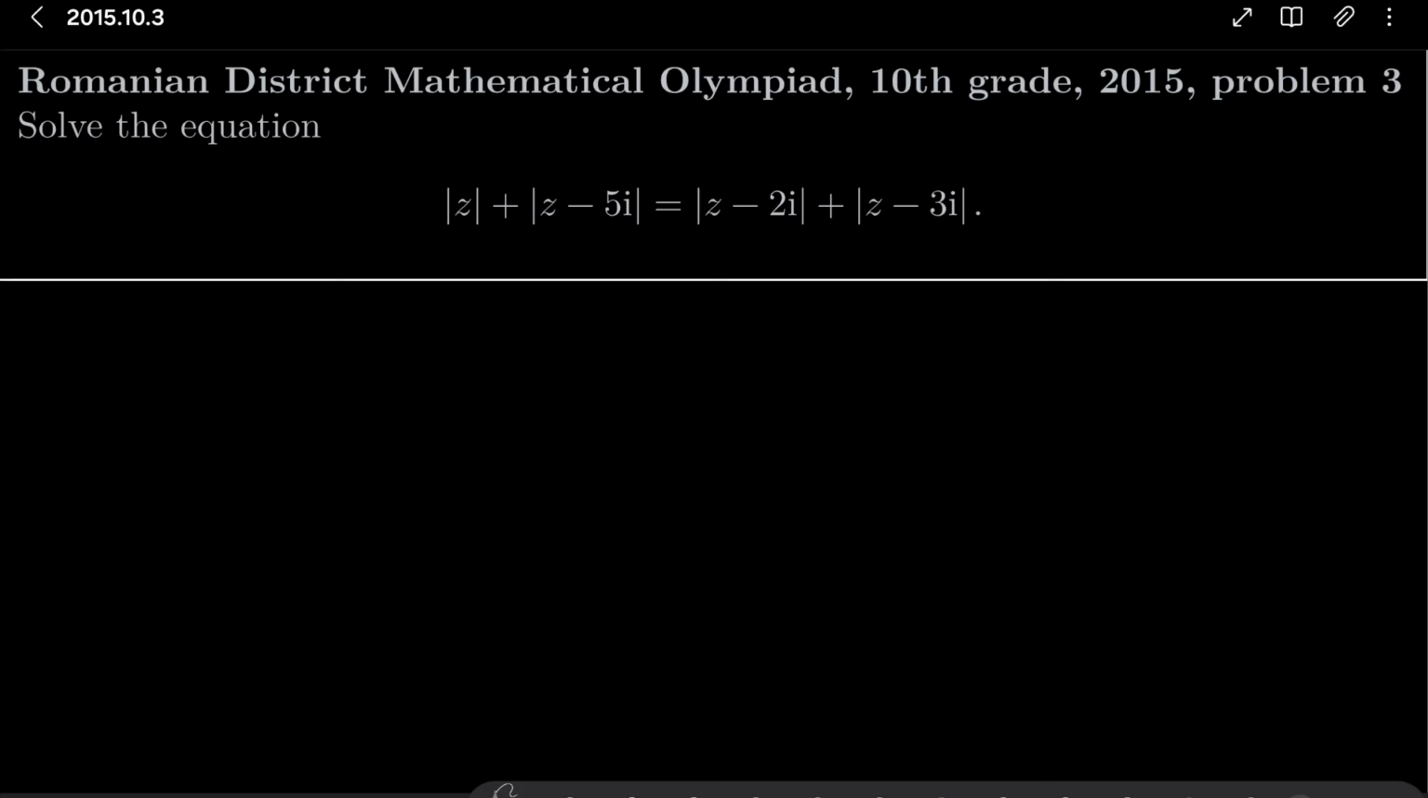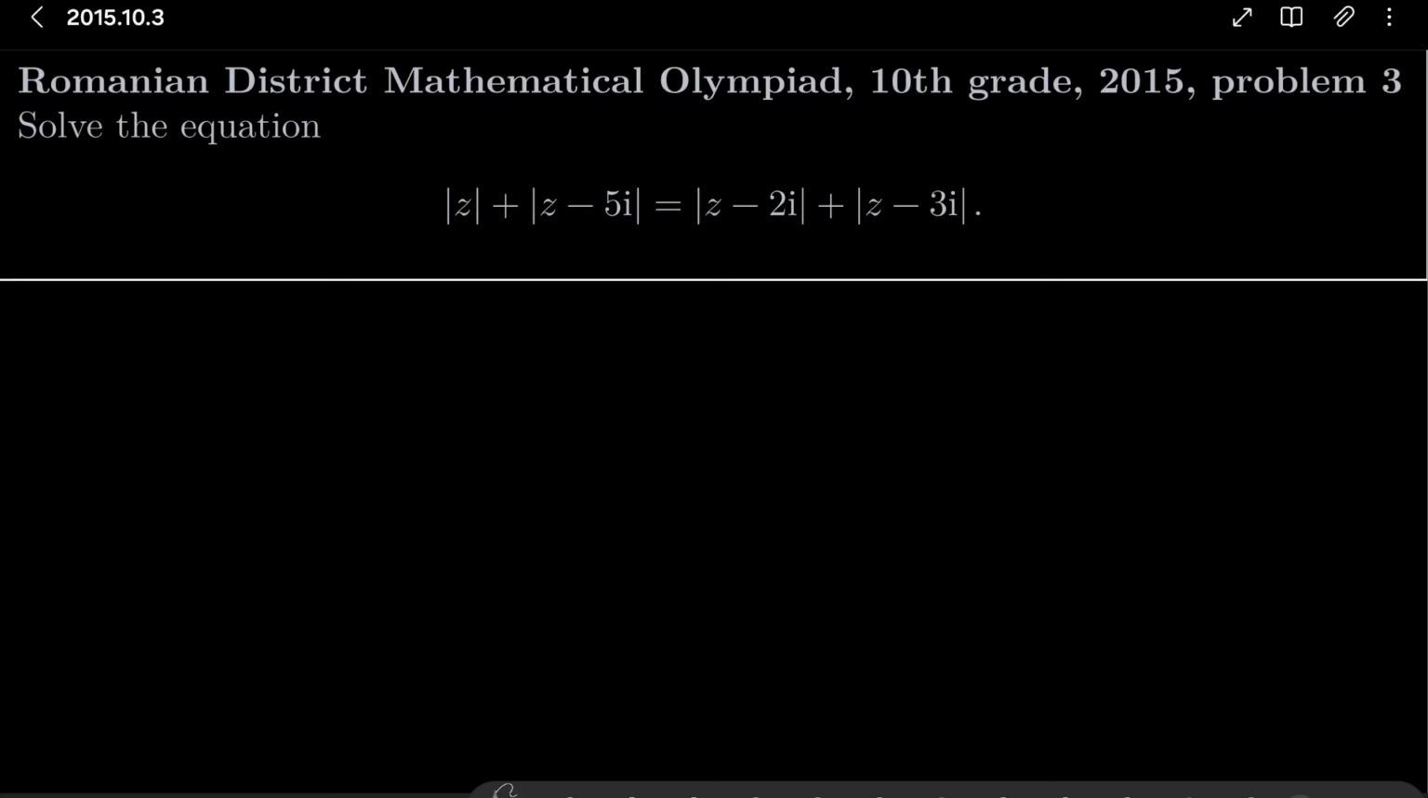Hello friends, in this video I'd like to solve the following problem from the Romanian District Mathematical Olympiad for 10th graders, 2015, problem number 3. We wish to solve the following equation. The modulus of z plus the modulus of z minus 5i equals the modulus of z minus 2i plus the modulus of z minus 3i.